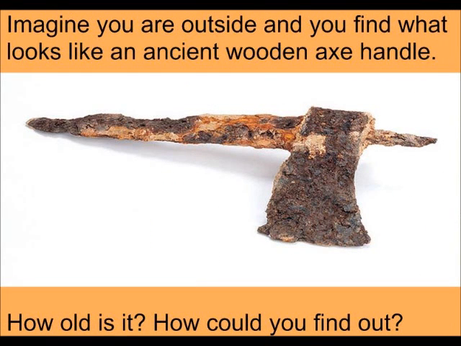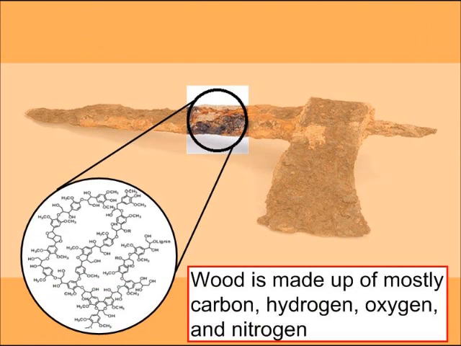Well, imagine you are outside and you find what looks like an ancient wooden axe handle. How old is it? How could you find out? Well, for starters, you need to know that wood is made up of mostly carbon, hydrogen, oxygen, and nitrogen.